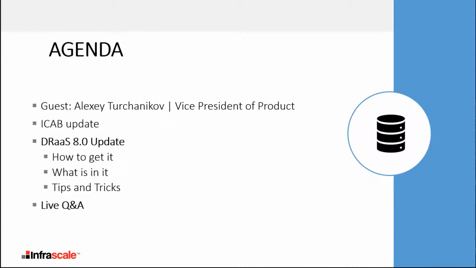Today we're going to be covering a couple of things. One, we're going to have Alexey T, our VP of Product, on to talk about what's going on with product, a little bit of his background, a little bit about what's changing and where we're going. Also to talk about his favorite features of the 8.0 update. We're going to talk about an update to ICAB, or Infrascale Cloud Application Backup, and what's changing there, and we'll do a little demo on how you can see how much of that you're using, if that is one of our solutions that you happen to be using.